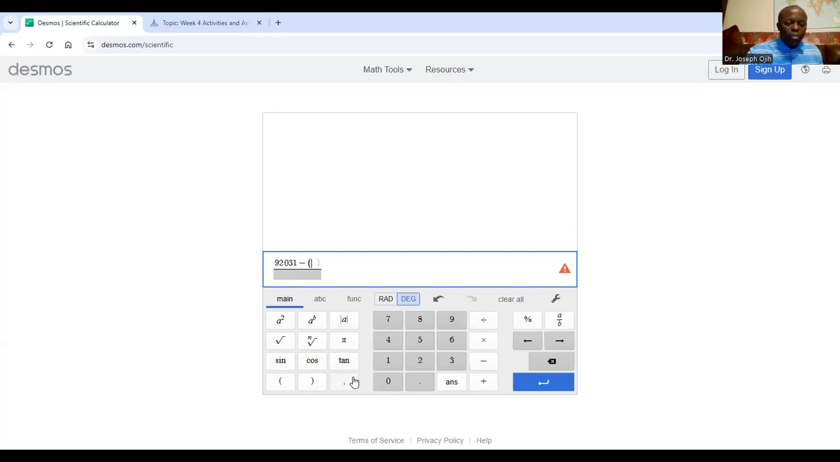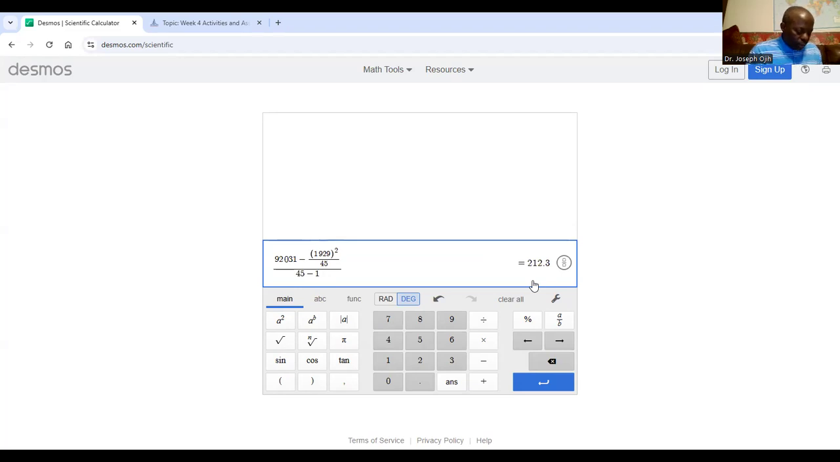So f times x squared is 1929 squared over 45, all over 45 minus 1. That gives 212.3. Write it down. Variance: 212.3. So let's go and put it into our book.